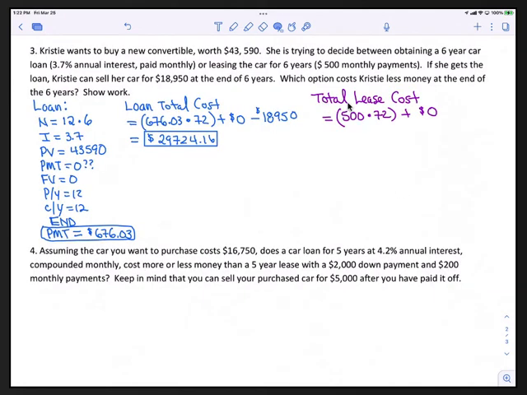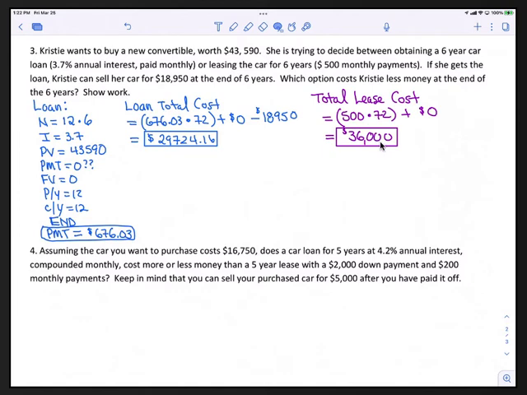The next step would be to calculate the total cost for the lease. Now it says the lease payments are going to be $500. You're paying that for 6 years, so that would be 72 months altogether. So 500 times 72 plus 0, and that 0 is any fee to walk away from the loan. Well, it doesn't mention a fee here, so we're assuming that's 0. So when you put that in your calculator, you get a total lease cost of $36,000.